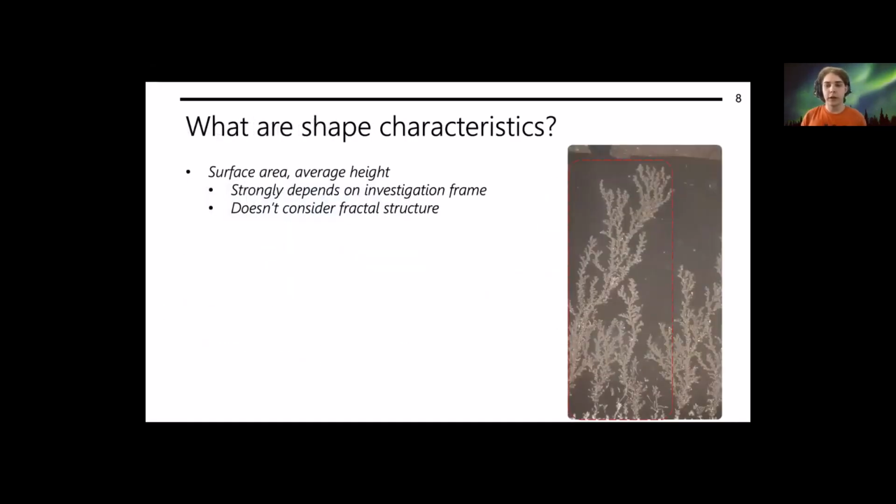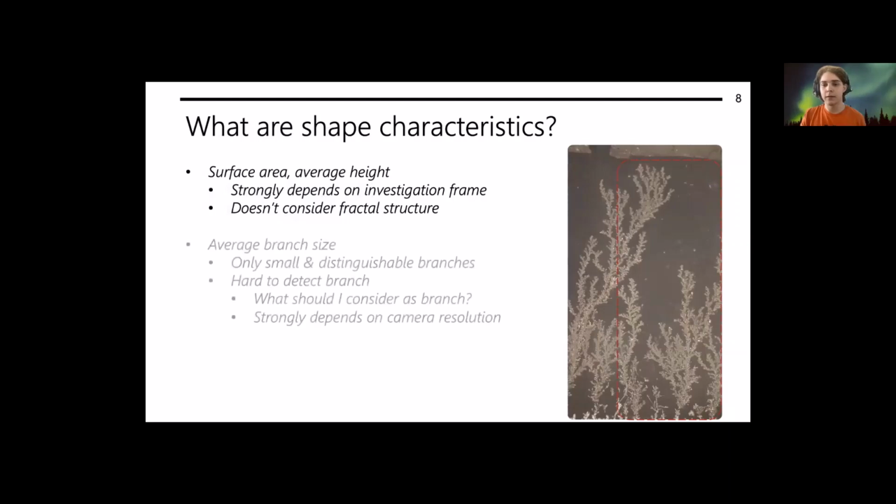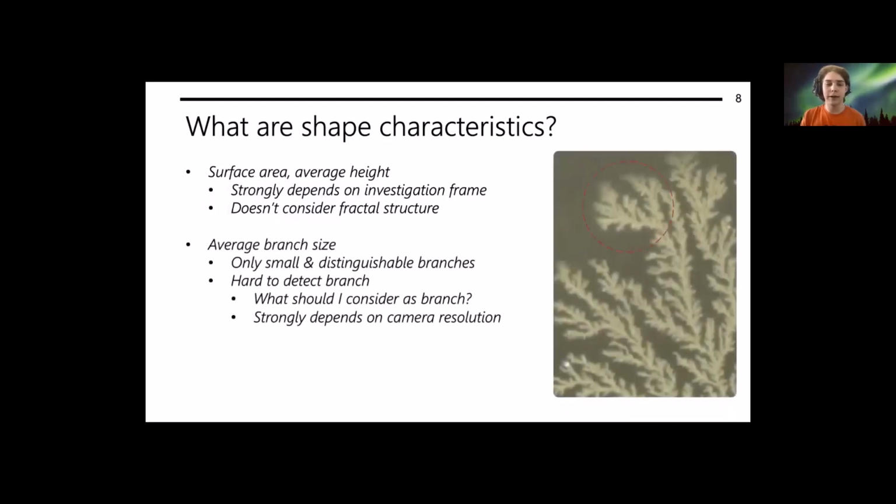So, which shape characteristics may we introduce? Well, obviously, maybe a surface area or average height, but there is a huge problem: it strongly depends on the section we're taking into account, like look on the right. Maybe we should consider average branch size, but once again, it's quite hard to determine what an actual branch is, how small it should be. So we come to the fractal dimension, which was asked in the problem statement.